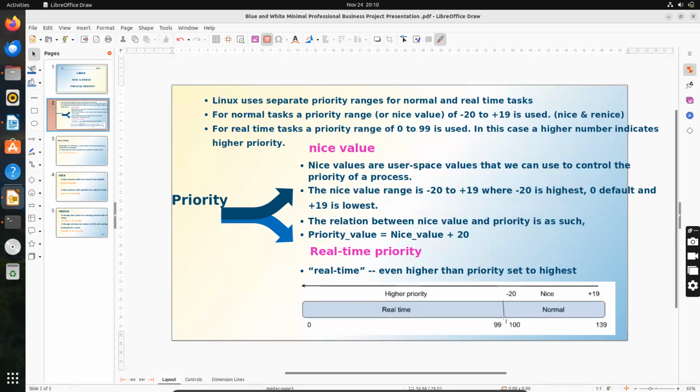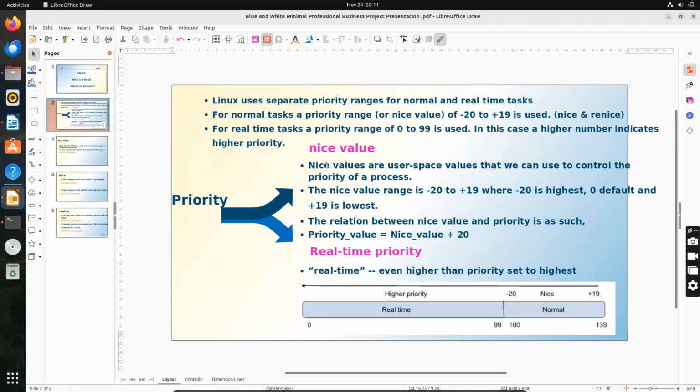We can divide it as minus 20 to plus 19. These values will be updated using the nice value. Nice is a command to run any process, to execute any command. Before the command we can use the nice value. Using the nice command we can execute the command in a lesser time. Suppose we can tell the kernel that a particular process needs to run very quickly. We can explain that to the kernel using the nice command.